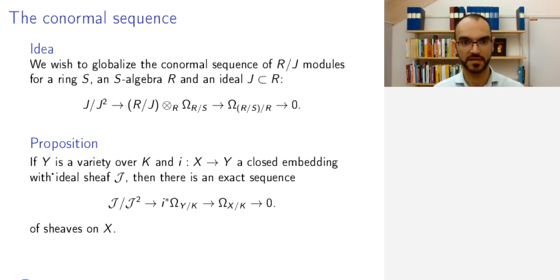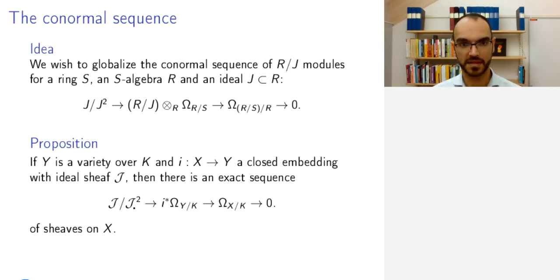So the proposition is that if you have a variety Y over an algebraically closed field K, and X a closed subvariety with corresponding ideal sheaf J, then there is an exact sequence J mod J squared into the pullback of omega Y over K into omega X over K of X, sheaves of modules. I won't say too much about this sequence in this generality and the maps here, but two things I want to say. If you take affines, then you will find that with the appropriate notation, this becomes exactly this.